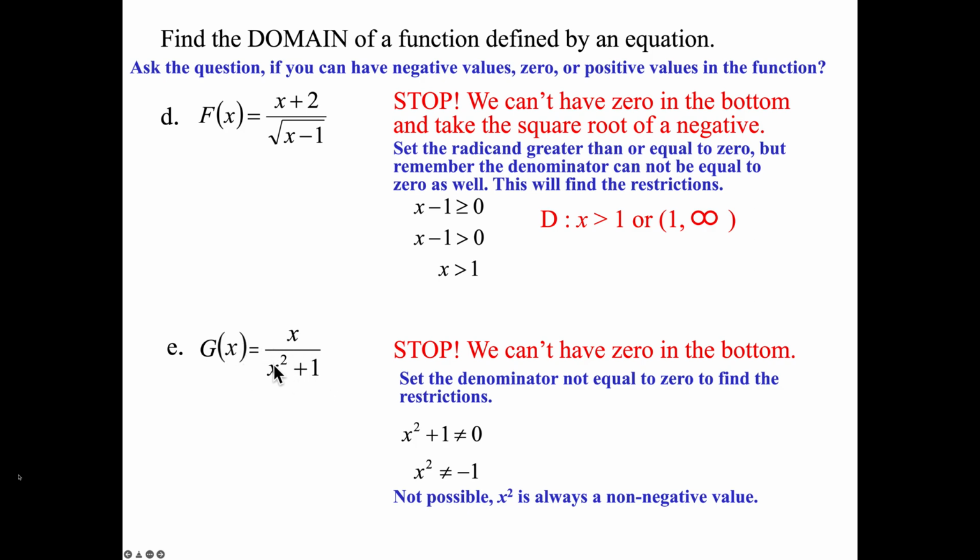If I square a negative number, I get a value that's positive. If I square a positive number, I get a positive number. If I square a 0, it's 0, but I'm going to add a positive to it. So this denominator will never be a 0. So my domain is all real numbers, or in interval notation, left parentheses, negative infinity, comma, infinity, right parentheses.